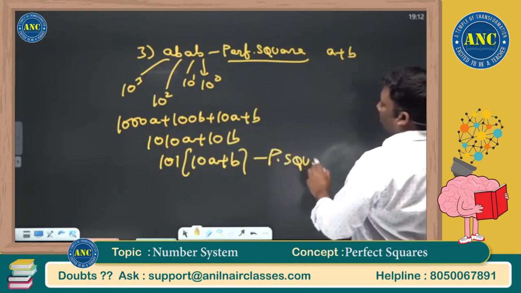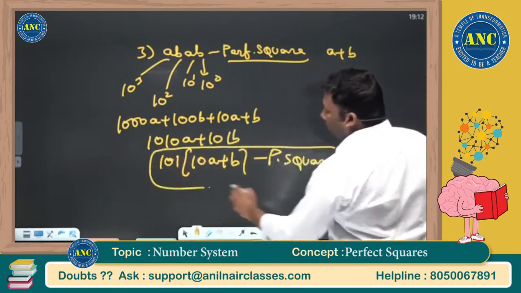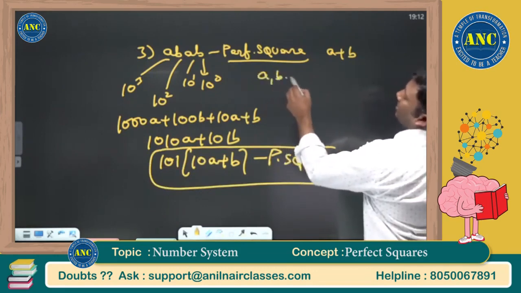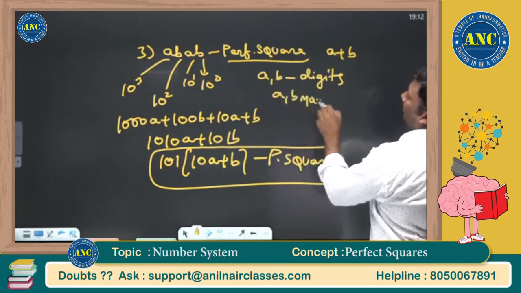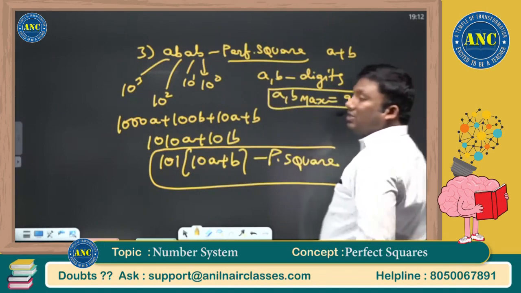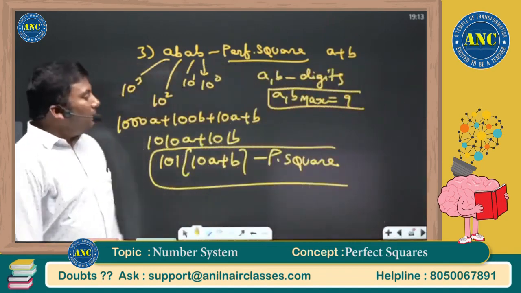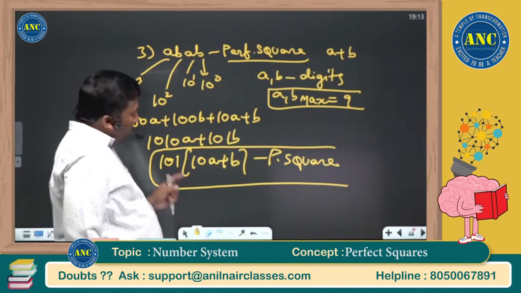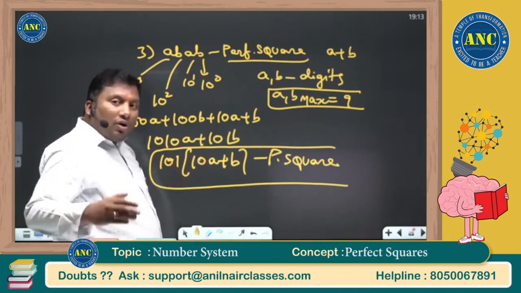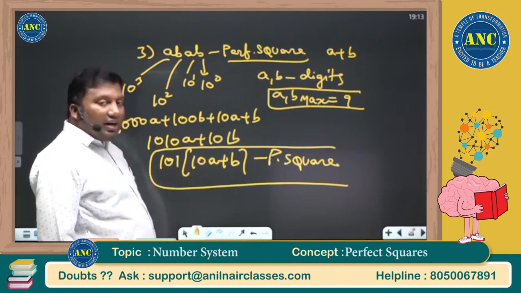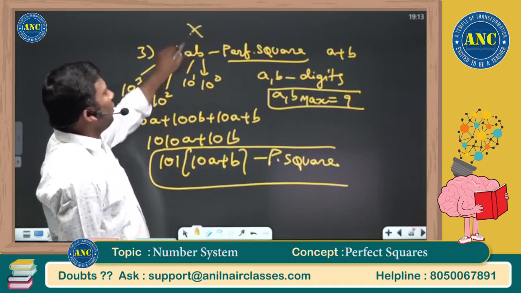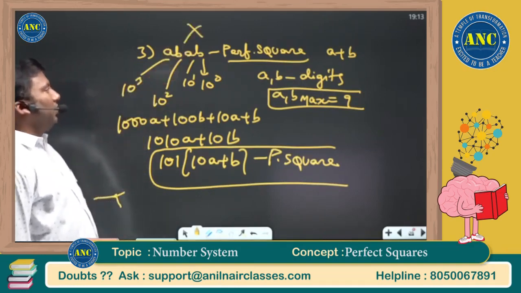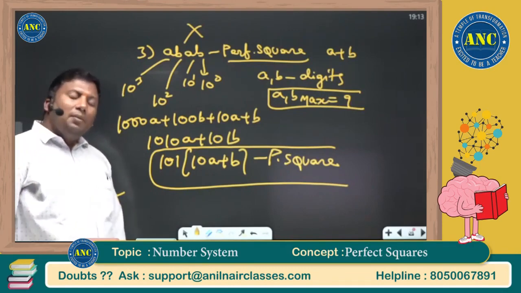This should be a perfect square. A and B are digits. Digit maximum value is nothing but 9. So if this number is a perfect square, 101 is a prime number, another 101 should come, then only it will become a perfect square. A is 9 and B is 9. Maximum value of a 2-digit number is 99. So the answer is no number possible. This can also be done by using the divisibility rule of 101.